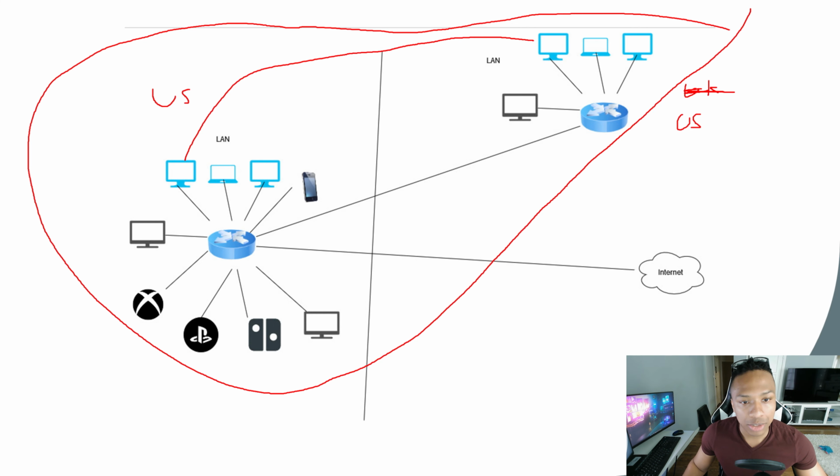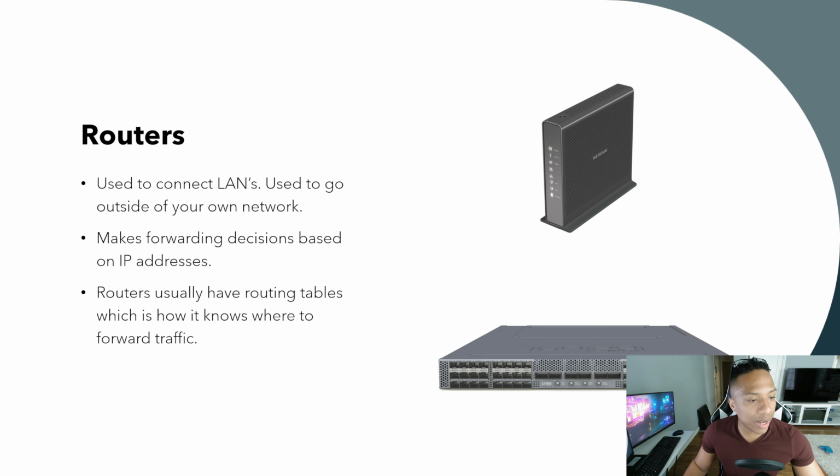All these devices can talk to each other. This device should be able to talk to this device. This device can talk to this device. It could talk to this router. That is what a WAN is. It's all connected. So let's go ahead and talk about routers.